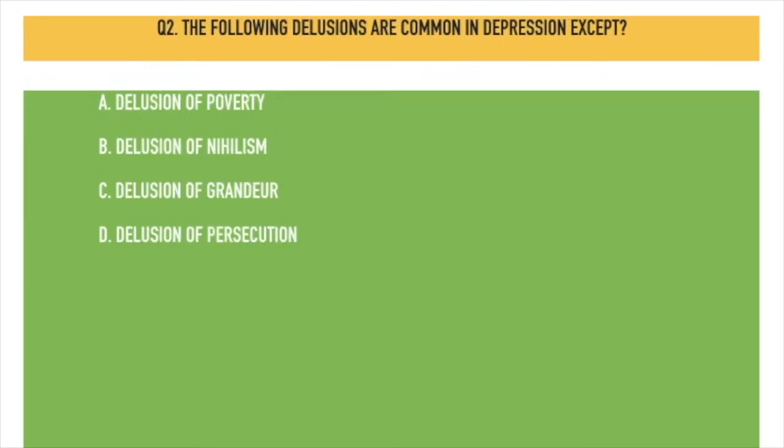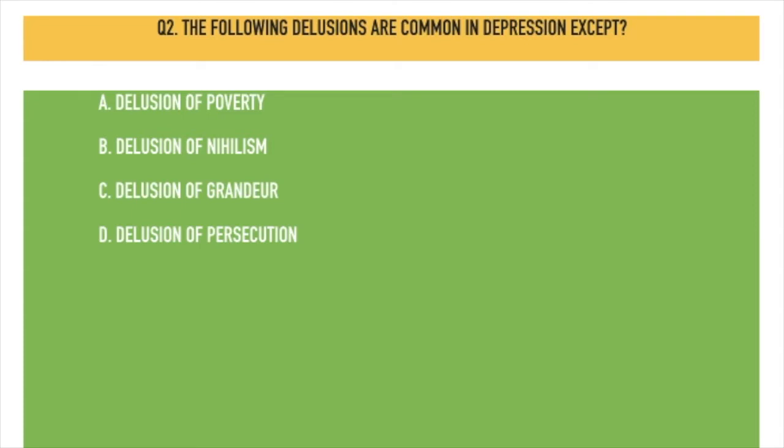Next question. The following delusions are common in depression except: option A, delusion of poverty, option B, delusion of nihilism, option C, delusion of grandeur, and option D, delusion of persecution. This is a very easy question. Actually, in depression, everything will be negative because the person is depressed. He cannot show any signs of manic symptoms like that.